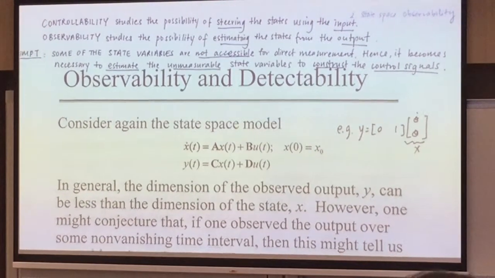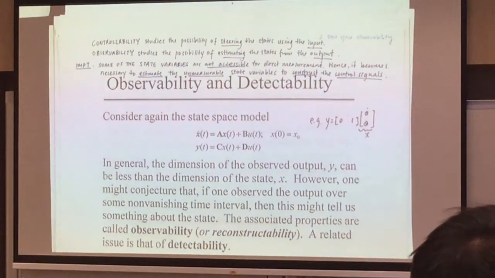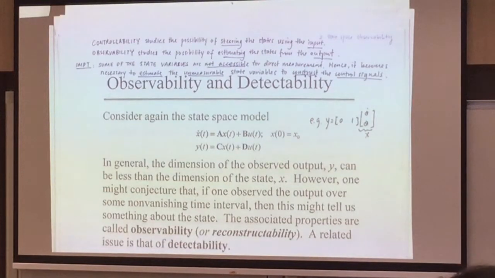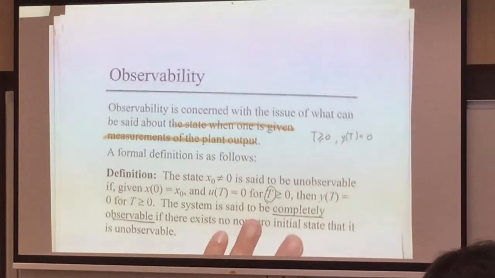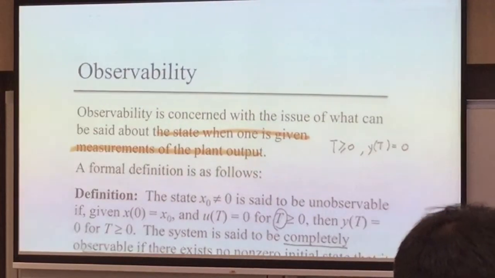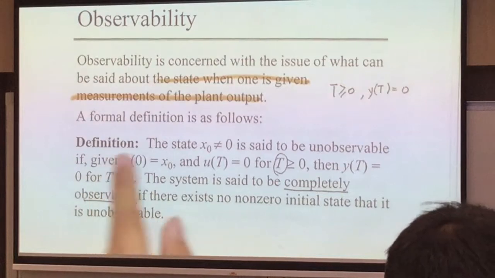But if we can observe the output y over some time interval, then this can tell us something about the state. This is what we call observability, with related issues in detectability. So in the exam, don't be surprised if they ask you to define observability and detectability, and what the difference is. So what's observability? The answer is the definition here.